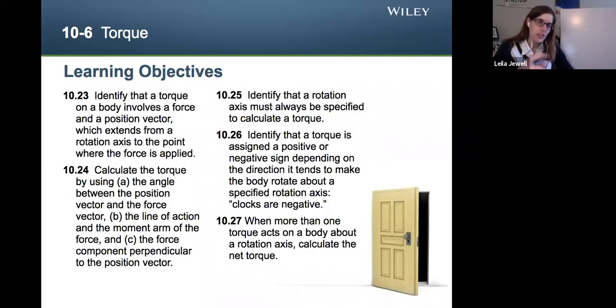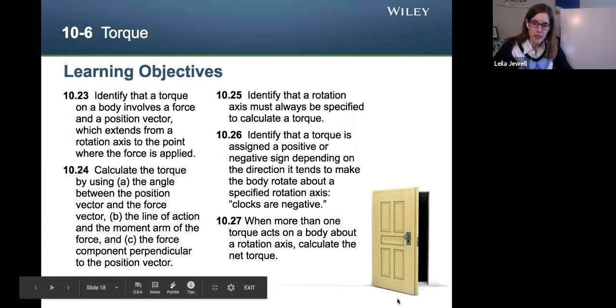Moving ahead, section 10-6 to torque. This is skipping ahead in the material, but it's material that's more relevant for the lab, so I want to move it up in terms of when you saw it. So torque. The analogy I always like to think of with torque is that of a door, right?